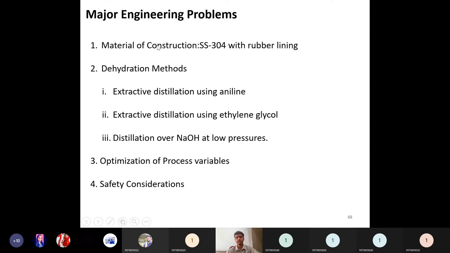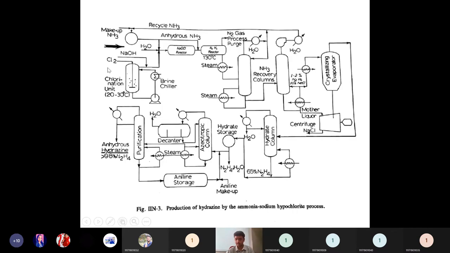So then the major engineering problems. What are the major engineering problems encountered in this particular flow sheet? So in this flow sheet, if you see, the NaOCl or chlorine which is used, and all the chlorinated products like monochloramine or chloramine or dichloramine, the ammonium chloride and hydrazine, all these are corrosive. They are very much corrosive. So the NaOCl reactor, this N2H4 reactor and the chlorination unit need to be constructed with a rubber-lined steel reactor.